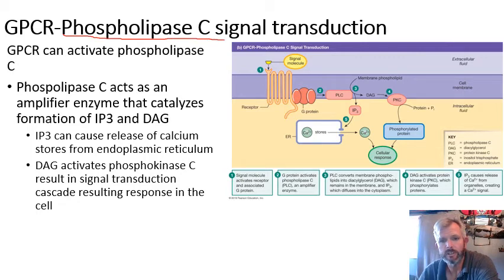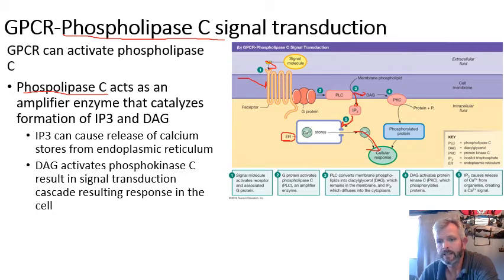Right, here is the G protein coupled receptor. There's the chemical messenger binding, and it's going to activate our G proteins. In this case, the G protein activates the phospholipase C. Phospholipase is going to break down phospholipids in the membrane and break them down to a molecule called IP3 and diacylglycerol, DAG. IP3 can signal to release calcium stores from the endoplasmic reticulum, and that calcium can result in cellular response.